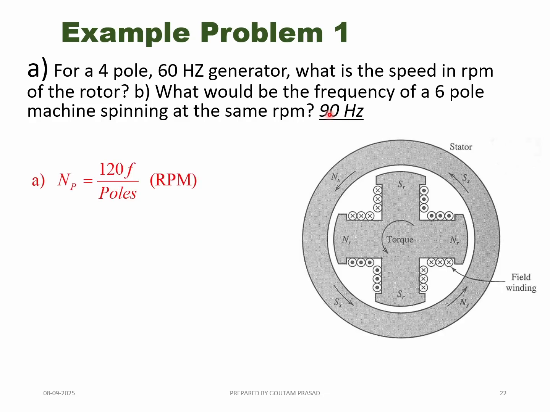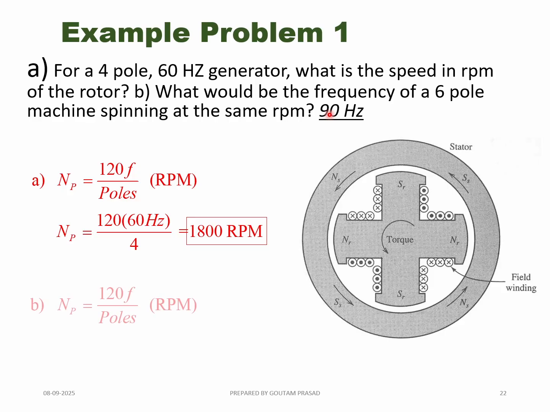Let's explore. So N = 120F/P, where P is the number of poles, and this speed is in RPM. Substituting these values, you will get 120 × 60 / 4, that is 1800 RPM. You will have to rotate the rotor at 1800 RPM.